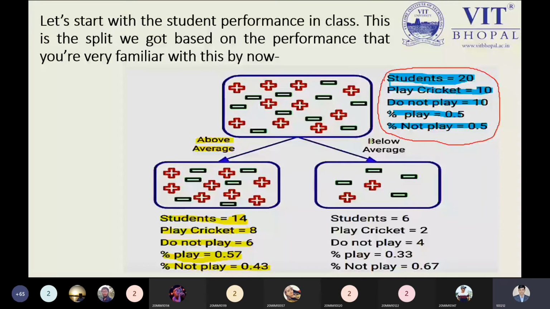Now for the below average students in class performance, I have to categorize them to determine whether they want to play the game or not. In this case, we have a total of 6 students. Those who want to play are 2, and those who do not want to play are 4. So the probability of playing is 0.33, and of not playing is 0.67. So this is the probability.